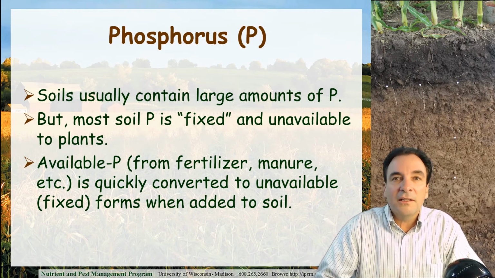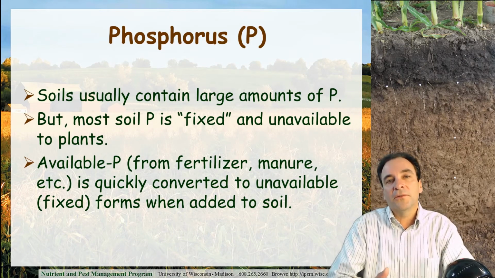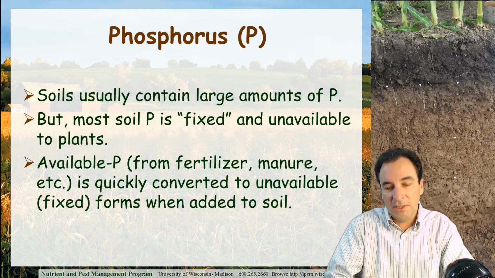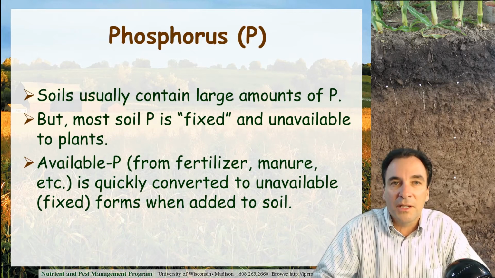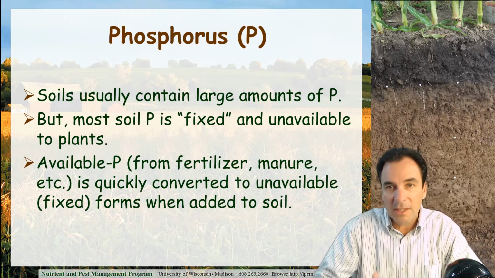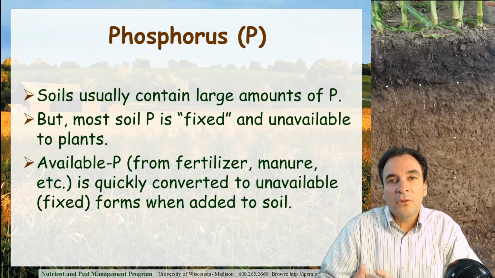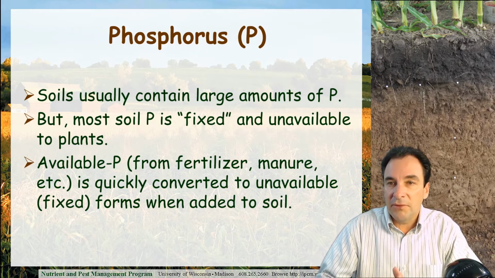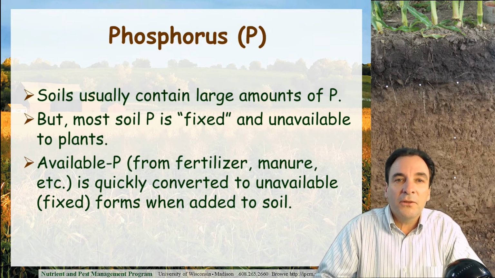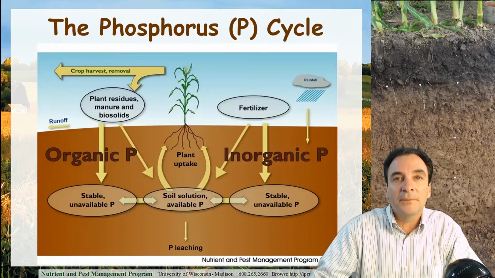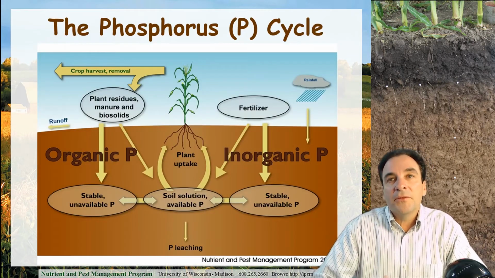Soils inherently contain large amounts of phosphorus. Unfortunately, most of that soil phosphorus is fixed, meaning it's strongly bound to soil particles and unavailable to plants. And when we add supplemental phosphorus fertilizer in plant available forms, such as manure, commercial fertilizer, etc., that phosphorus is quickly fixed, immobilized, whatever term you want to use, to the soil and unavailable for plants to utilize. This is an example of the phosphorus cycle.